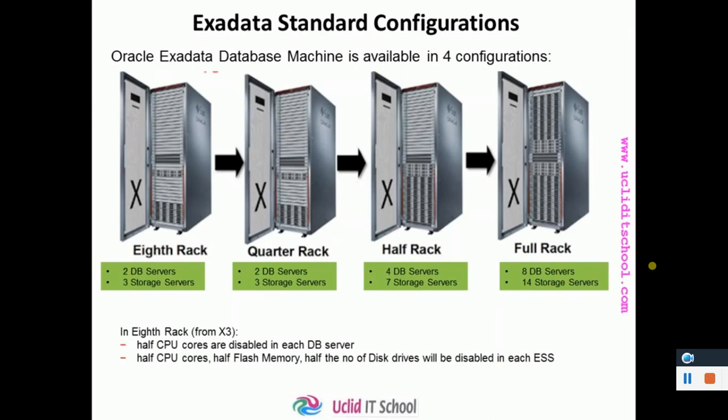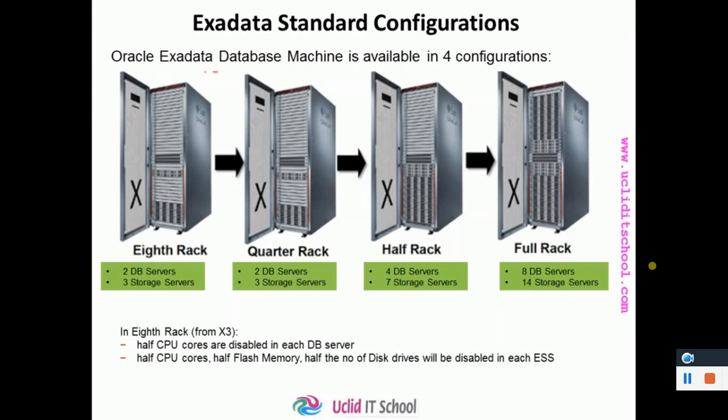The difference between 8th rack and quarter rack is, 8th rack is half the capacity of quarter rack. For example, on a quarter rack, say if you have 100 CPUs, in 8th rack you will have half of that, that is 50 CPUs. Similarly, in quarter rack, if you have 100 GB RAM, in 8th rack you will have half of that, 50 GB RAM. Similarly, if quarter rack has 100 terabytes of storage, in 8th rack you will get half of that, 50 terabytes of storage. In terms of servers, both have the same number of servers, 2 database servers and 3 storage servers.